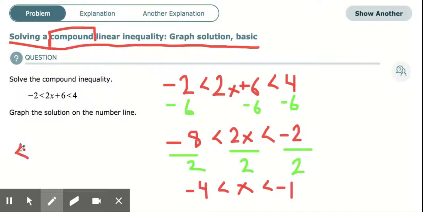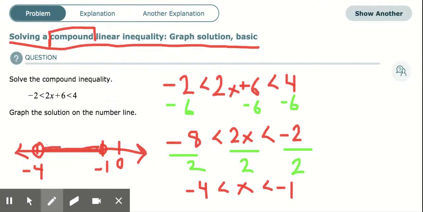So if you had a number line, you would have a point at -4. Remember, the circle would be open, not closed, because we're using a less than, not a less than or equal to. And then here would be 0. This would be -1. You'd have an open circle here because it doesn't include that. And x is between these 2 points, so you would shade in everything between those two. So your value of x, anything that satisfies this compound inequality, is any number in this region, between -4 and -1.